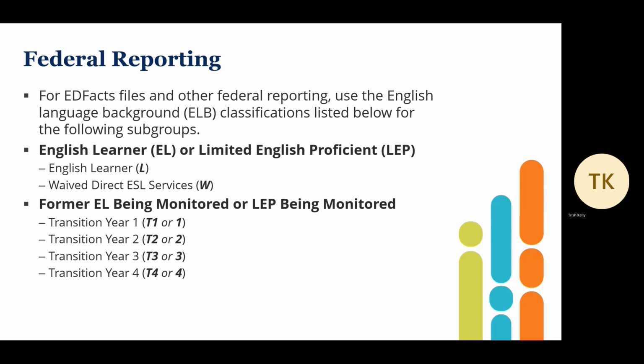Federal reporting. For EdFacts files and other federal reporting, use the English language background classifications listed below for the following subgroups. For federal reporting, the English learner subgroup or the limited English proficient subgroup includes English learners, students with the L English language background classification, and those with the W Waiver Direct ESL Services English language background classification. For federal reporting, former EL being monitored or LEP being monitored includes students in transition year 1 through transition year 4.